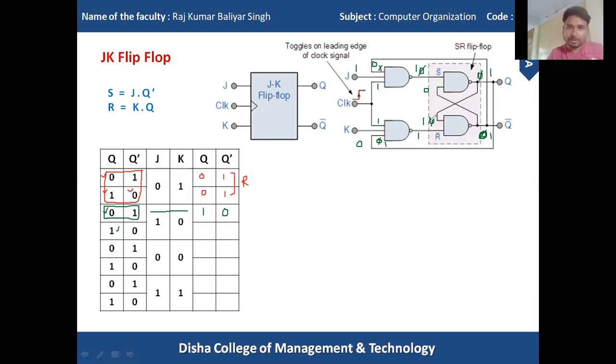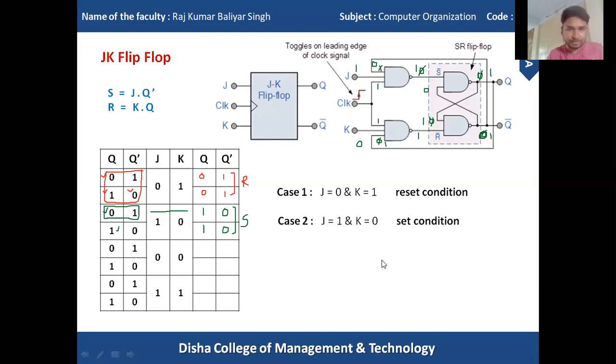Okay, now this 1 1 will produce 0, and 0 1 will produce 1. So the q value is 1 and the q naught value is 0. Whatever the values of q and q naught we are taking, if j equals 1 and k equals 0, it will produce the same result. That result is called the set condition. So when we supply j equals 0 and k equals 1, and j equals 1 and k equals 0, we get the reset and set conditions. We got two conditions, set and reset, right?